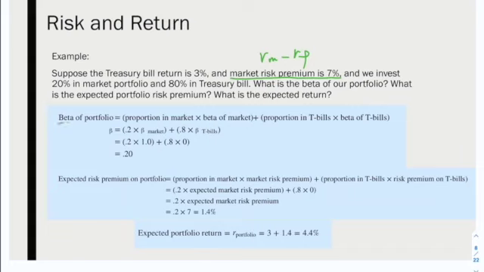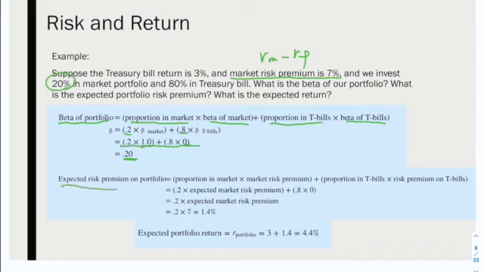The beta of the portfolio, as we know, is simply the weighted average of the individual betas of the assets in the portfolio. The proportion in the market portfolio is 20%, and the market beta is 1. The proportion in T-bill is 80%, and the beta of the T-bill, as we know, is 0. So we have this equation here, and we find out that the beta is basically the proportion we invested in the market portfolio. Okay, we can even answer the question without any calculations.